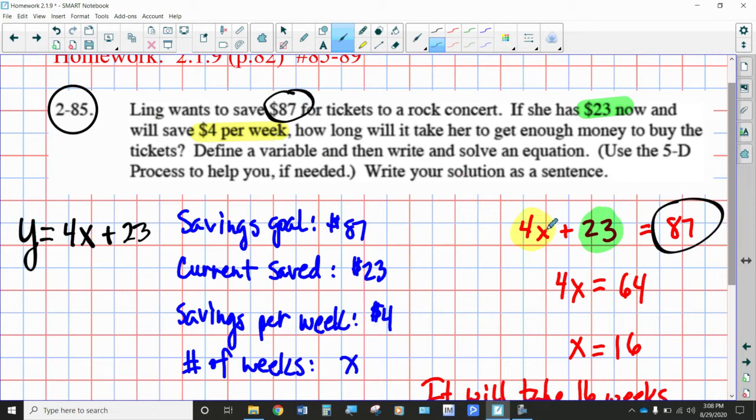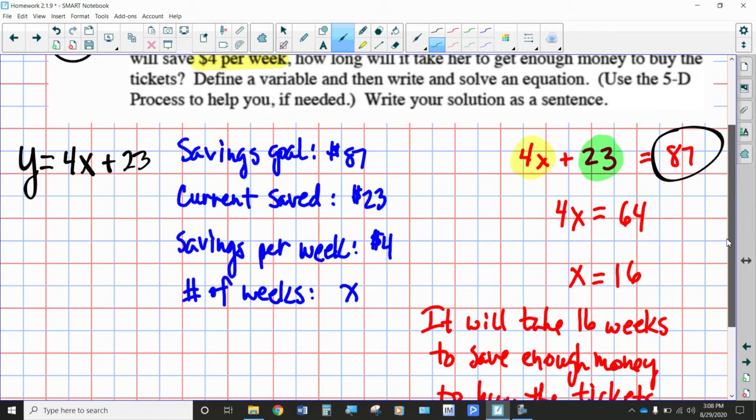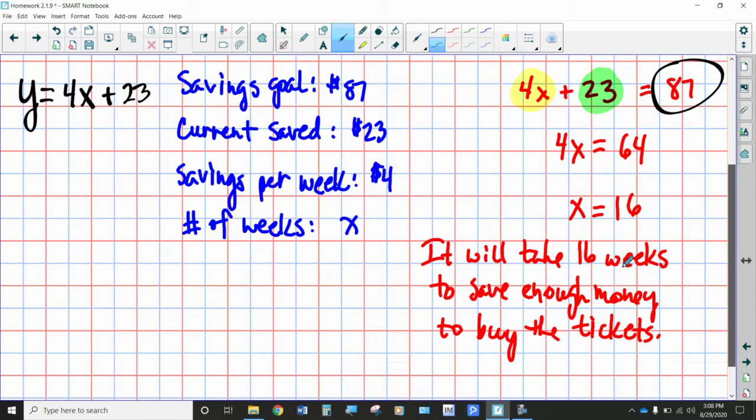So now we just have to solve for X by taking away 23 from each side, then dividing by 4, and we end up with X equals 16. So if she continues with this process, in 16 weeks she will have saved enough money to buy those $87 tickets.